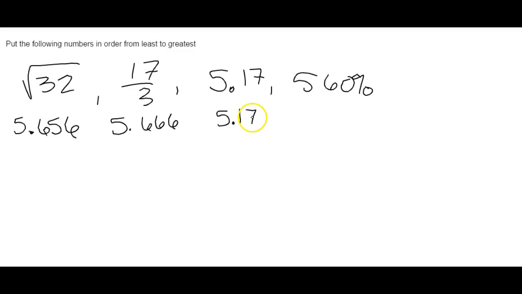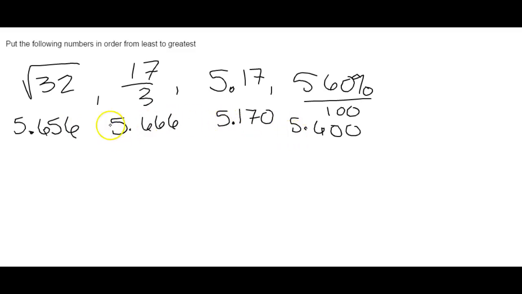5.17 is already a decimal. 560% is a percent. Well, to convert that back to a decimal, we always divide by 100, because all percents are out of 100. So 560 divided by 100 is 5.60. One of the ways to make comparing decimals easier is to have the same number of digits. So I'm going to put a 0 on the end of the 5.17 and another 0 on the end of 5.6. So all the beginning numbers match.